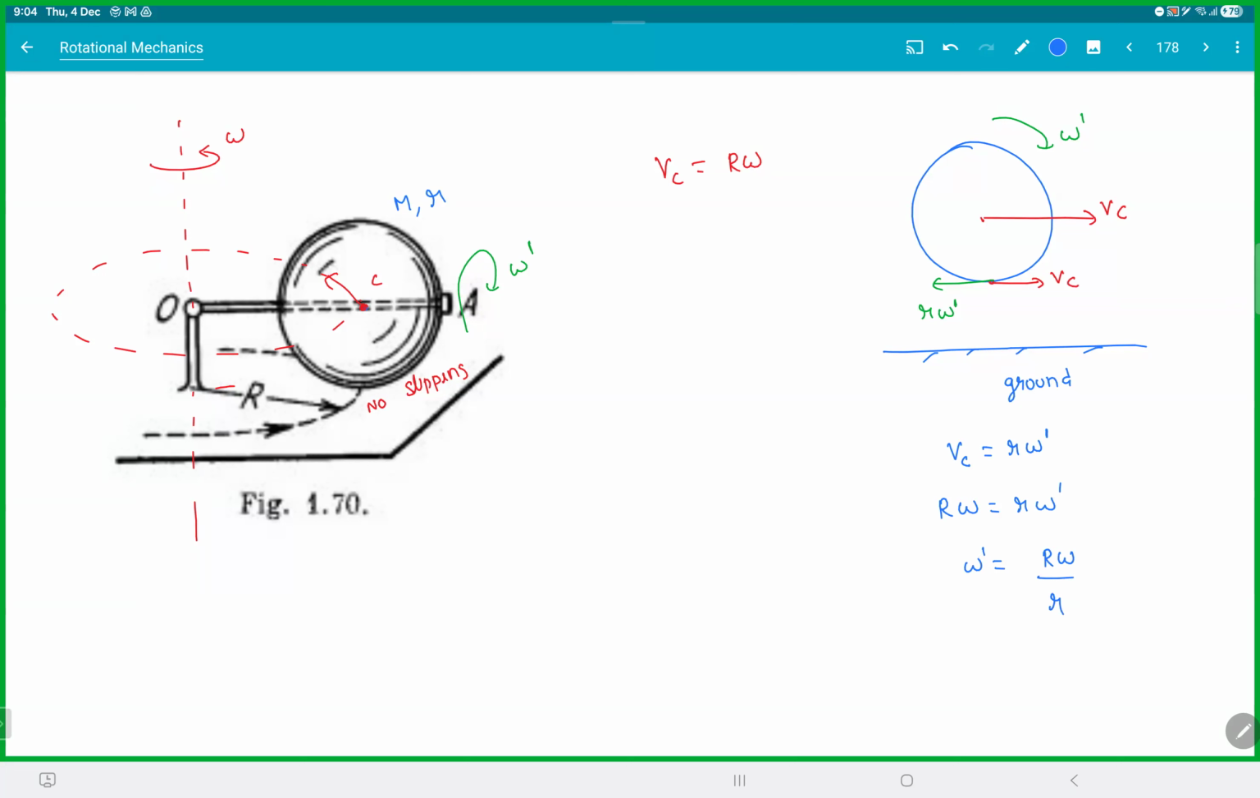Are you clear? So if you try to rotate that big sphere with omega, then the sphere will start rolling with omega dash. Got it? That's the first thing you need to find. They didn't give you both the omegas. Any doubts on this part? This point is exactly below this, so it's not slipping. And then you're done. So you can split this motion into two parts.